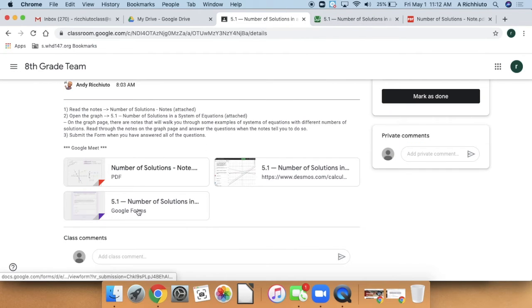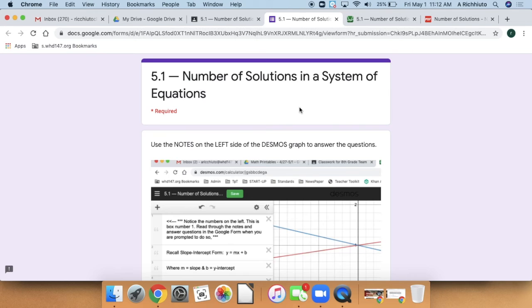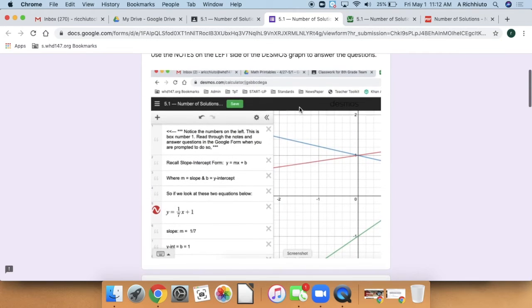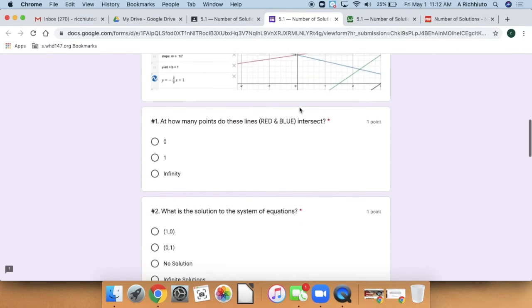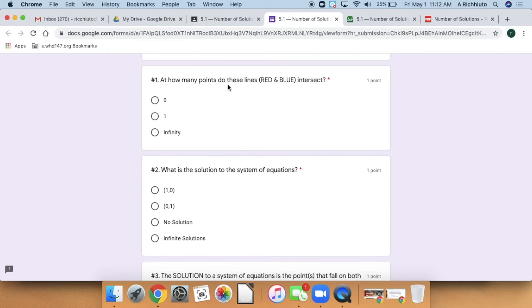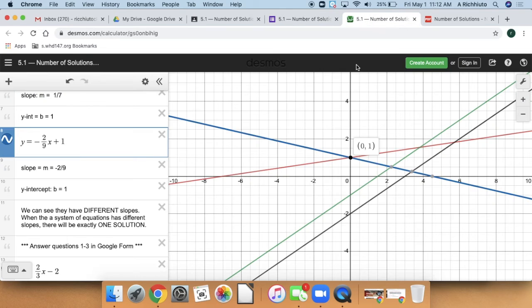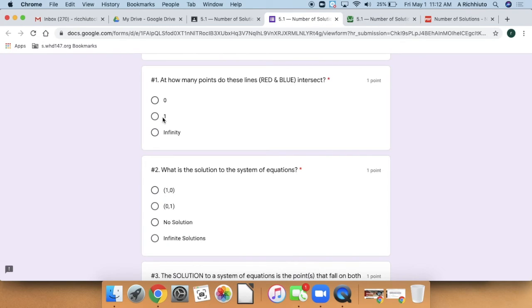So I'm going to go back to my Google form. You'll see the questions are also kind of in here to help you guys out. All right, at how many points do these red and blue lines intersect? Well, let's take a look. We have the red and blue lines. We have this single point of intersection here. Remember, they have different slopes. That means it's going to have exactly one solution. So we're going to have one here.